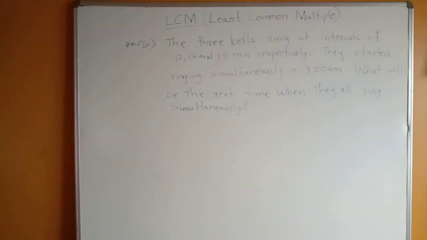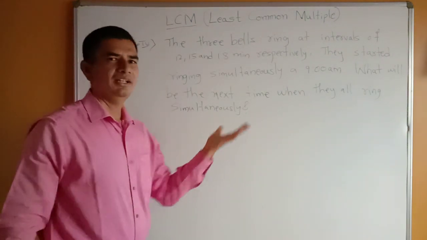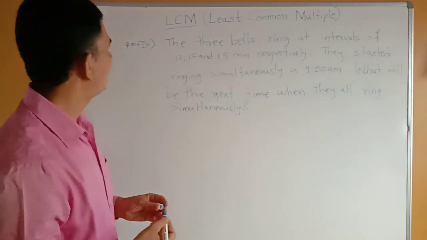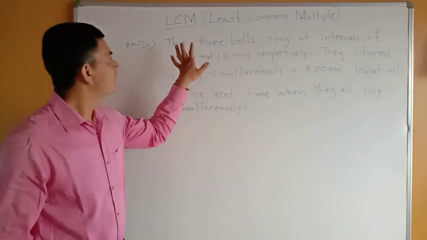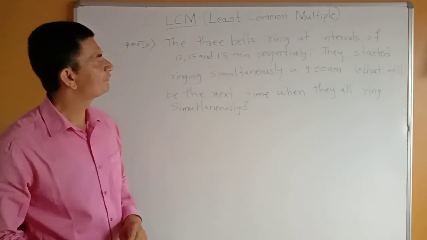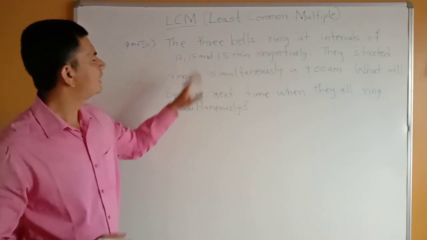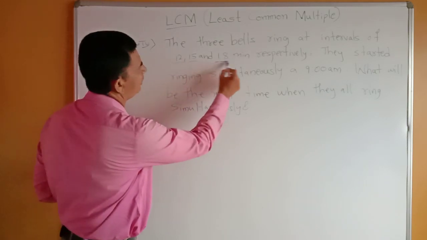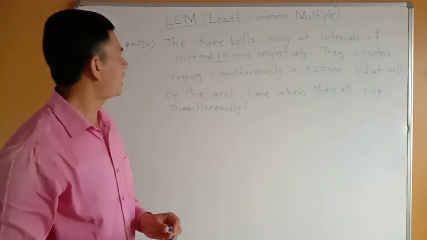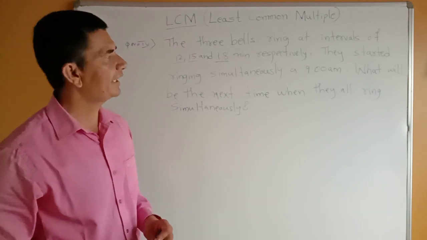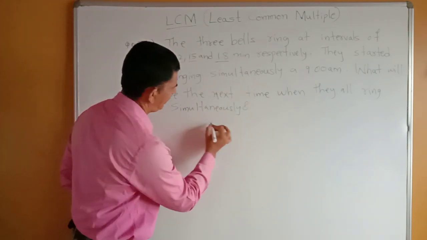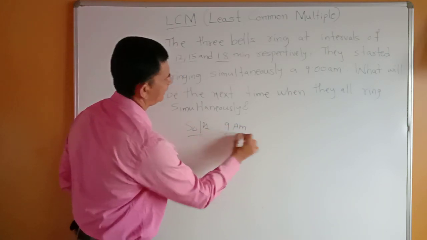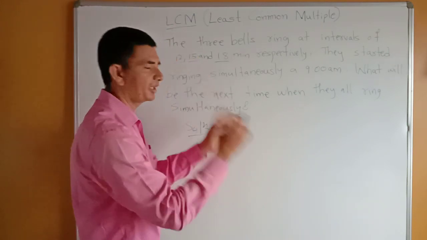Students, see here, one more question. I am increasing the level of difficulty here. See, I make the question first, understand carefully. 3 bells ring at the intervals of 12, 15 and 18, here 12 minutes, 15 minutes and 18 minutes respectively. They started ringing simultaneously at 9 AM. Here, correct, 9 AM. 9 AM they rang simultaneously, means all at a time.